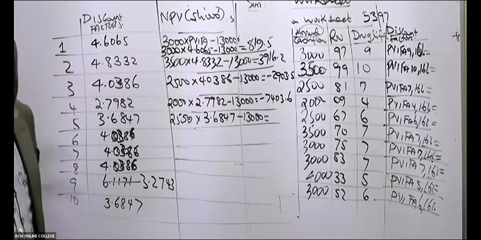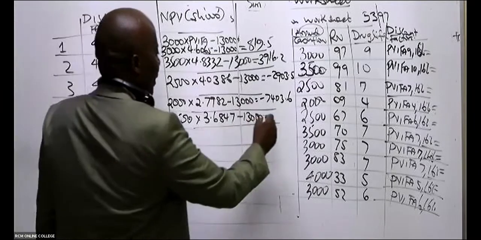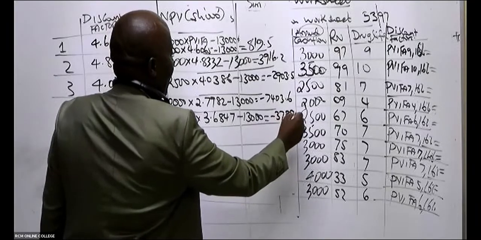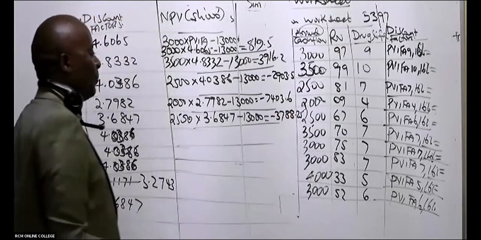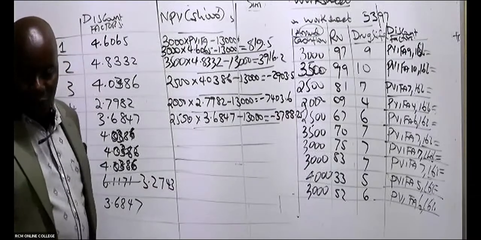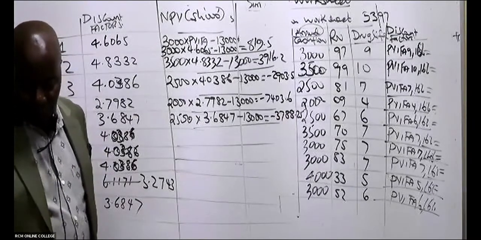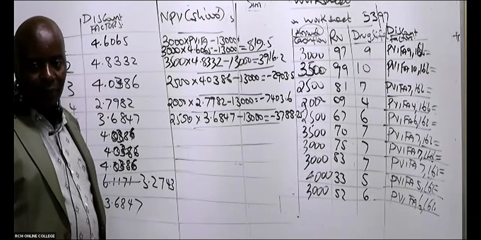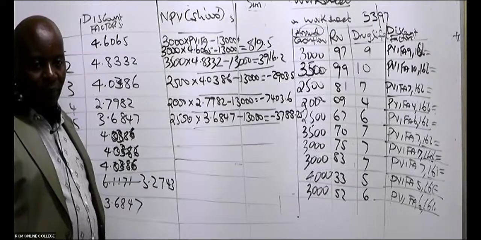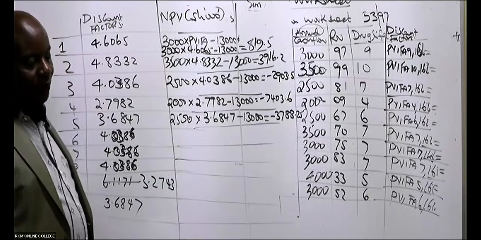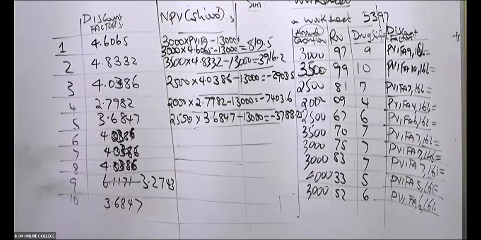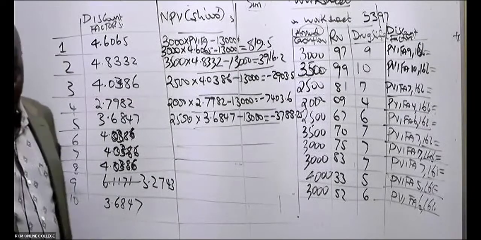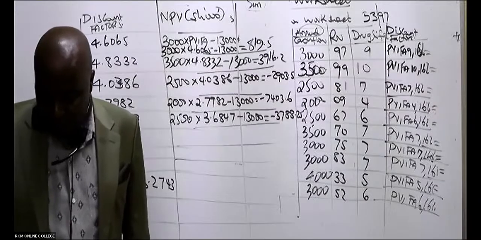Minus 3788.25. Come to the next one. The next one, what do we have here? $1135.1.